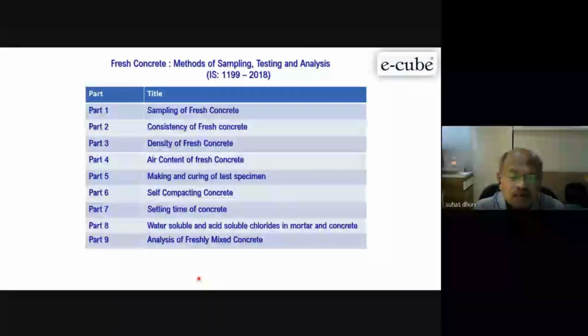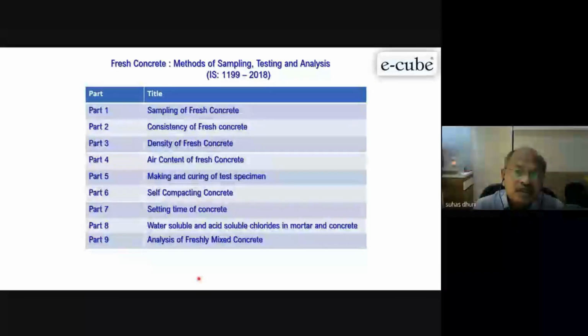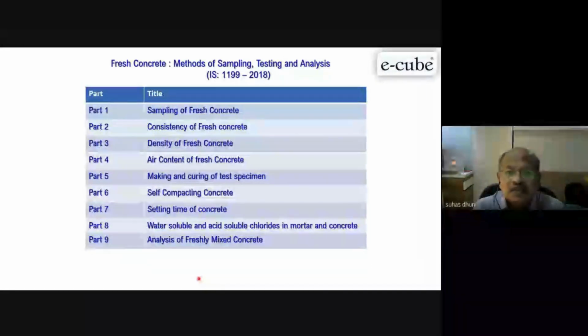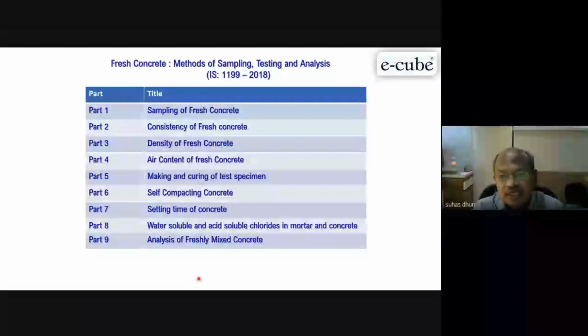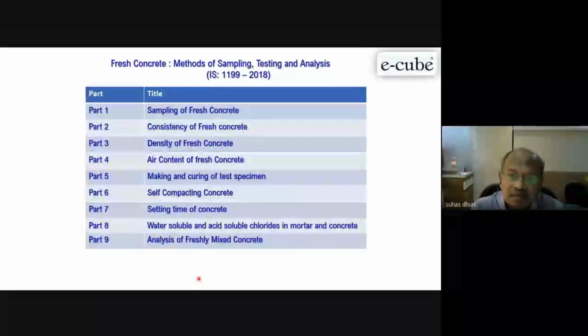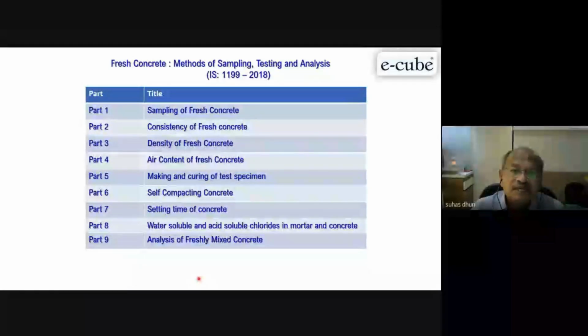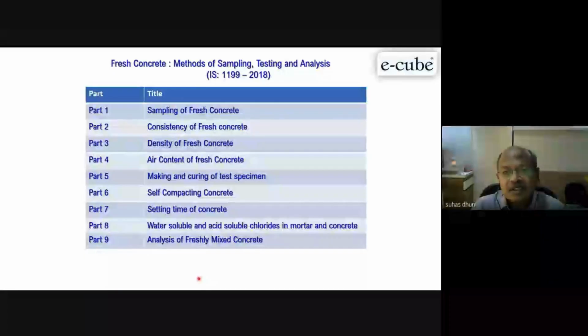How to control, because we are producing a huge amount of concrete on a regular basis. So it is necessary to understand whether batch to batch variations are there. If the variation is there, is it within the acceptable limit? One has to understand, and then we have to produce concrete accordingly.